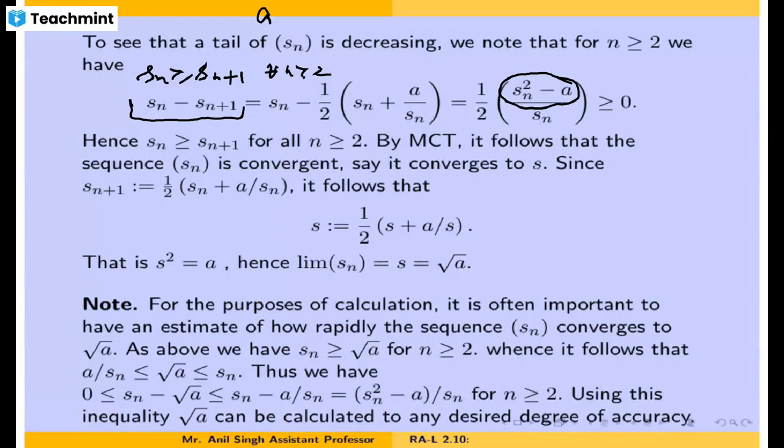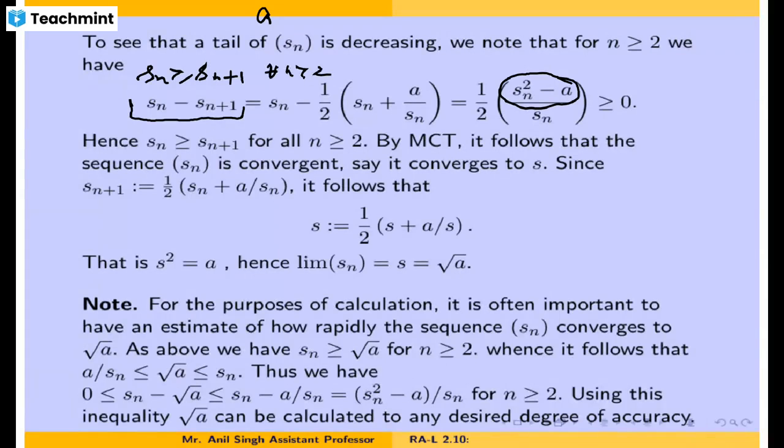S1 being its maximum, it goes nowhere. S2 being its maximum, it goes nowhere. It lies between two numbers, lower bound and upper bound, and it's decreasing, and by the monotone convergence theorem it is a convergent sequence. And what is its limit?